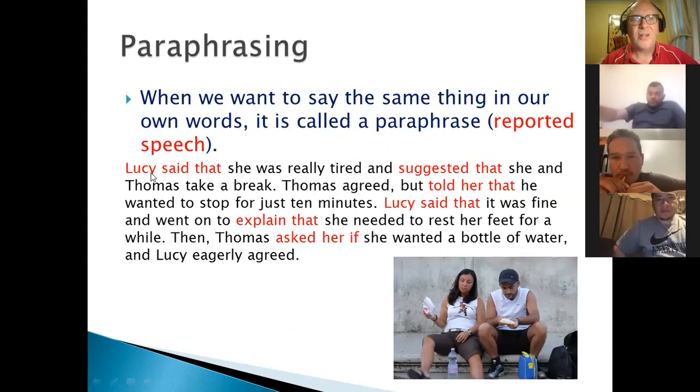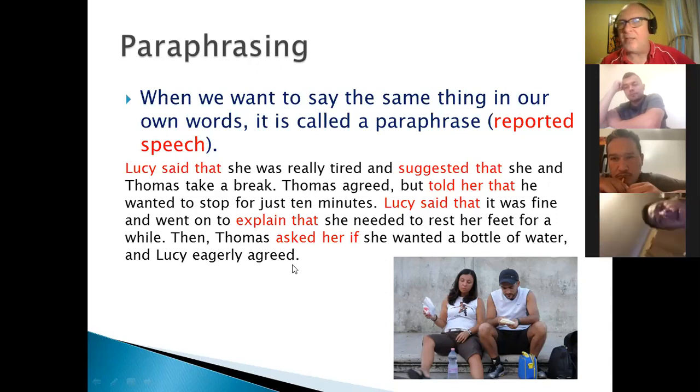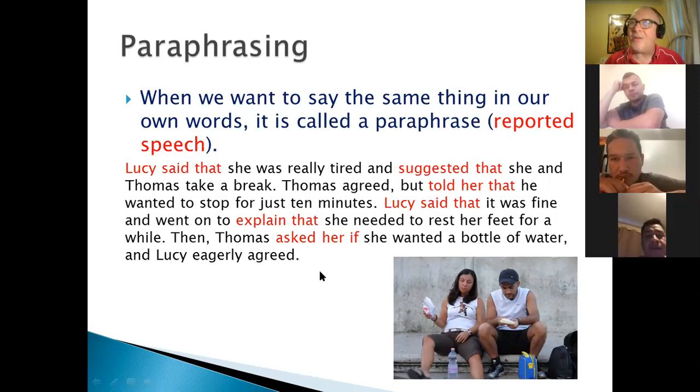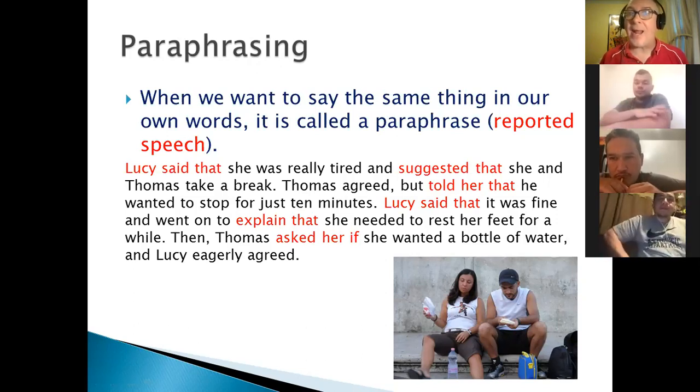Notice what it says. Lucy said that she was really tired and suggested that she and Thomas take a break. Thomas agreed, but told her that he wanted to stop for just 10 minutes. Lucy said that it was fine and went on to explain that she needed to rest her feet for a little while. Then Thomas asked her if she wanted a bottle of water, and Lucy eagerly agreed. Right? Did I use exactly the same words? No. But I told the story exactly as it happened.